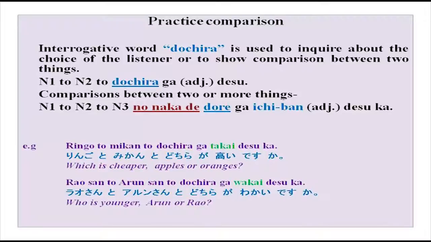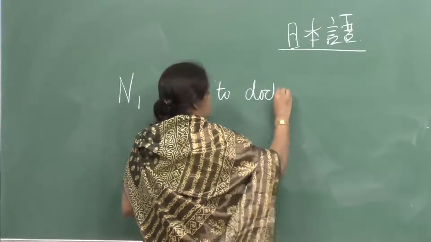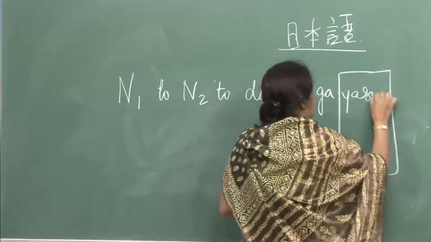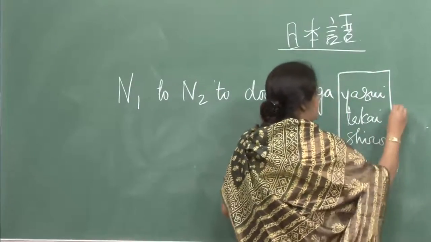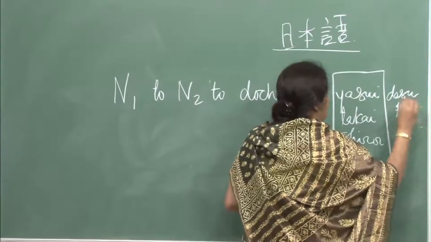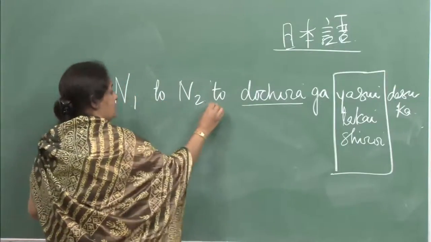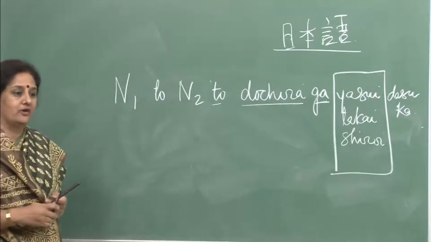Now, we had also done dochira last time. Noun 1 to, noun 2 to, dochira ga ii desu ka, dochira ga oki desu ka, dochira ga yasui desu ka. So, well, noun 1 to, noun 2 to, dochira ga yasui, takai, shiroi, adjective, desu and ka over here. So, what does dochira show? This is a pattern, noun 1 to, noun 2 to, dochira ga, whatever the adjective. What does this show or mean?